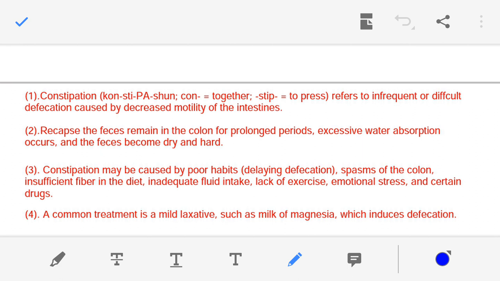Many a time in a person suffering from constipation, the feces remains for a longer period of time in the colon. And when the feces remains longer in the colon, excessive water is absorbed from the feces, and since a large amount of water is absorbed, the feces becomes dry and hard. So excessive water absorption and prolonged staying of feces in the colon are also reasons for constipation.